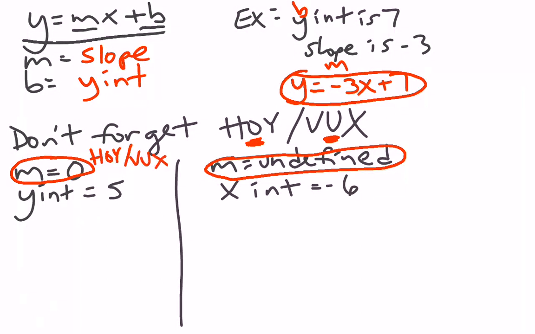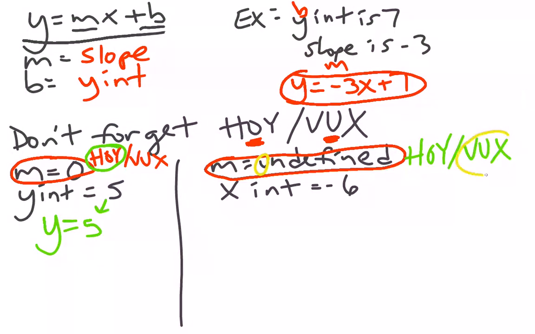So when I look at this first example and it says m equals 0, I need to decide if that's HO or VU. Since it's 0, it's going to be HO, which means my equation is going to be y equals, and the only y value that they gave me is 5, so it's going to be y equals 5. For the same reason, when I see that slope is undefined, that means it's going to be either HO or VU. Since it's U, it's going to be a VU equation. So my equation will be x equals, because of the x in VU, -6. So those are the two ones you want to be really careful of.